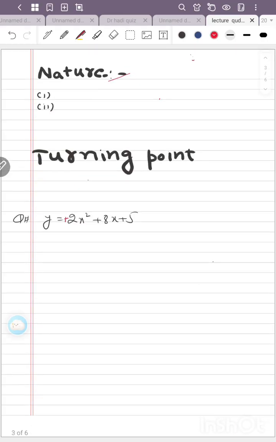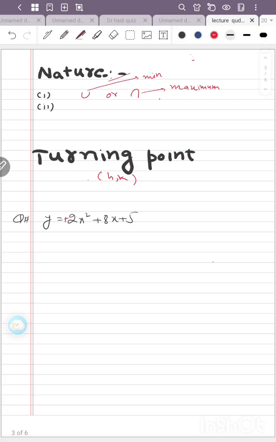In this question we have to find its nature. There are two things about the nature: the first one is maximum and the second one is minimum. Your graph can go this way or that way, so you have these two options. The first graph is for minimum and this graph is for maximum. Now we have to find the turning point. Turning point is very simple. This one is your h and k. The question is how you can find the turning point h and k from the equation.